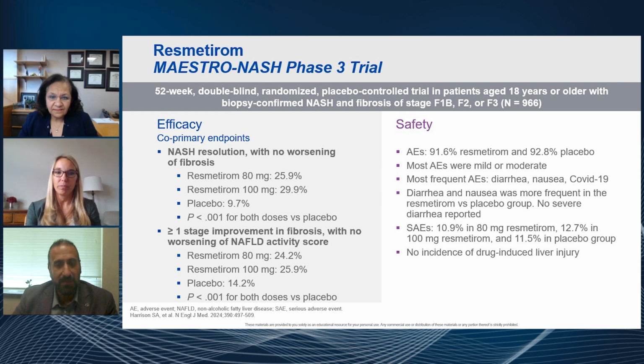Resmetirom was well tolerated, low discontinuation rate because of adverse events. The two adverse events that happen more frequently in the resmetirom arms than the placebo arm were diarrhea in about 30% of patients. This was mild and severely, typically loose stools, started after 1 week of treatment and lasted a couple of weeks. And then nausea in about 15 to 18% of patients. And similar to diarrhea, started after the first week of treatment and lasted 2-3 weeks. And otherwise, again, the drug was well tolerated, and the vast majority of patients were able to stay on the treatment.